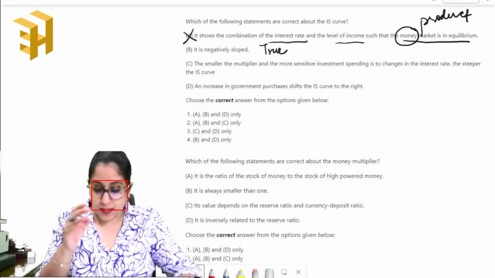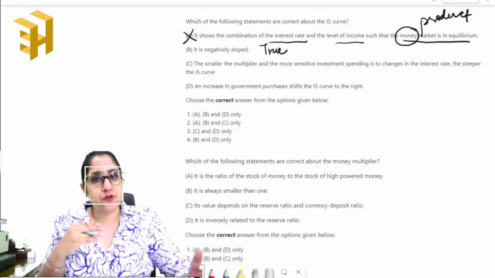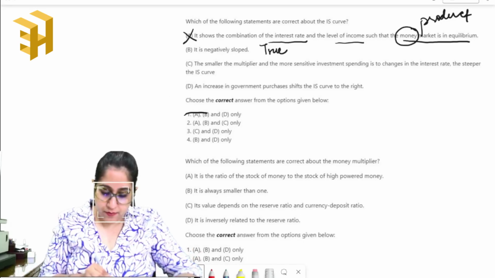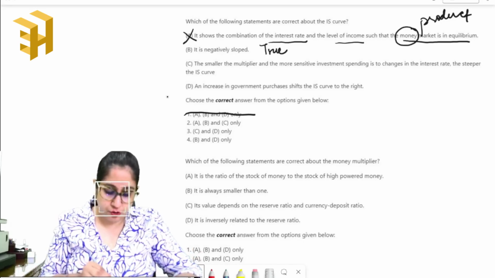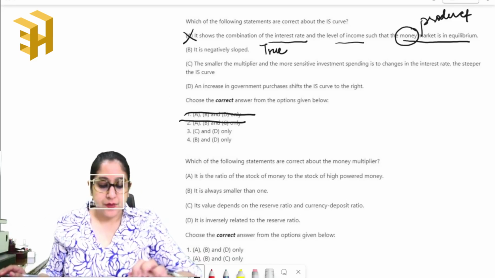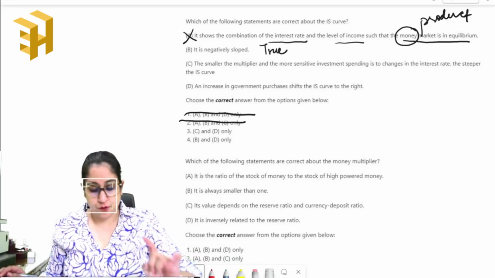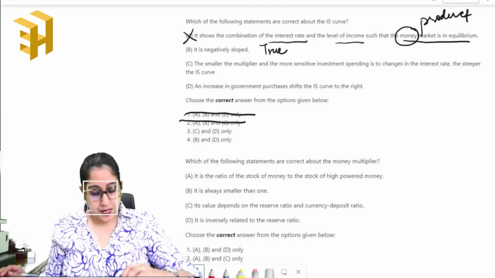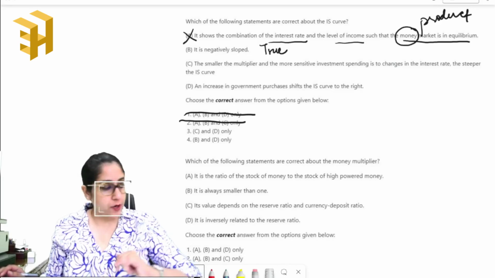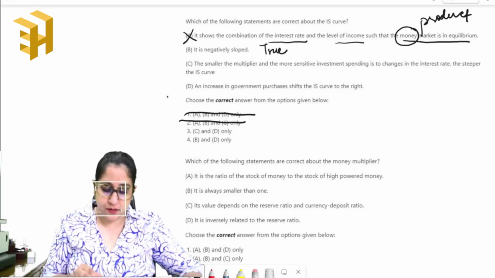Now, one thing is that we can start striking out the options. So A is incorrect. Right. So option 1 cannot be the true answer, or option 2. Right. But B is correct. So B has to be there. And out of the left 2 options, that is 3 and 4, it is only in option 4 that B is there. So the correct answer is 4.